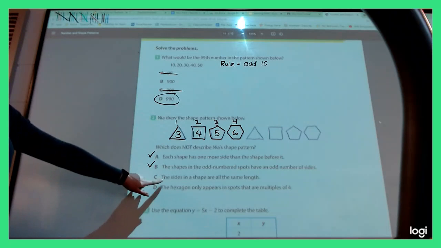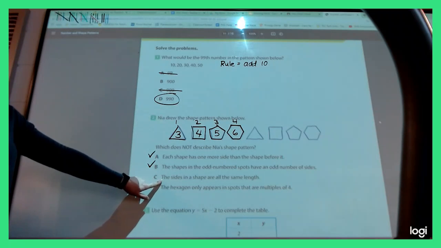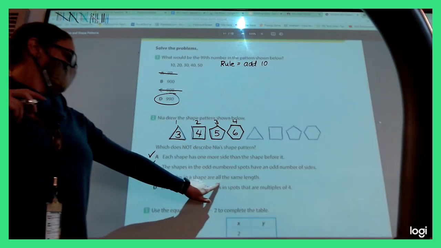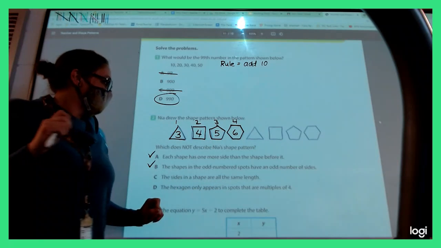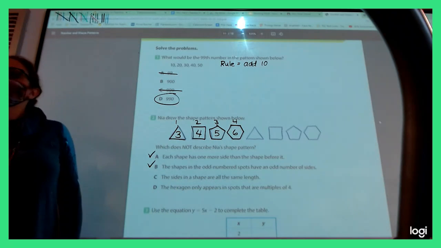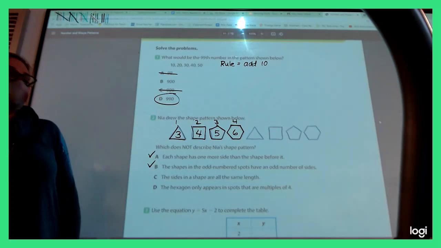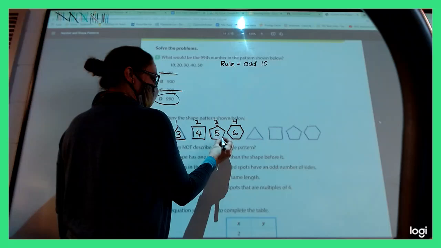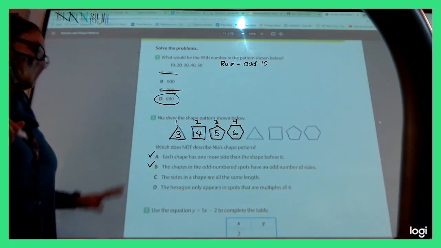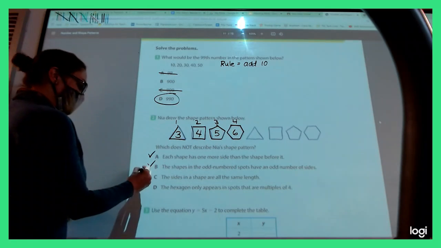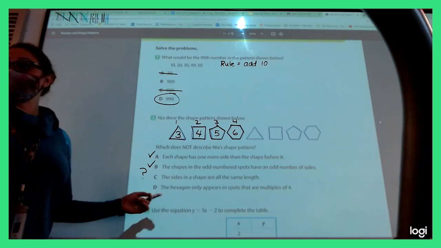C, the sides in the shape are all the same length. Josiah, what do you think? That's kind of where I'm leaning. It seems on shape 5 that maybe they're not all the same size, but I'm not sure. So I'm going to kind of put a question mark next to C, to see about D first.